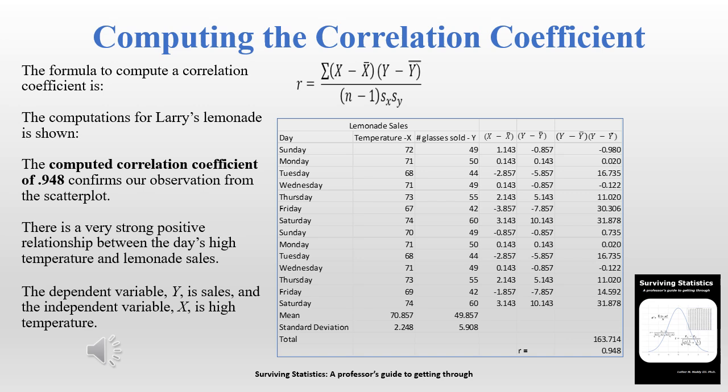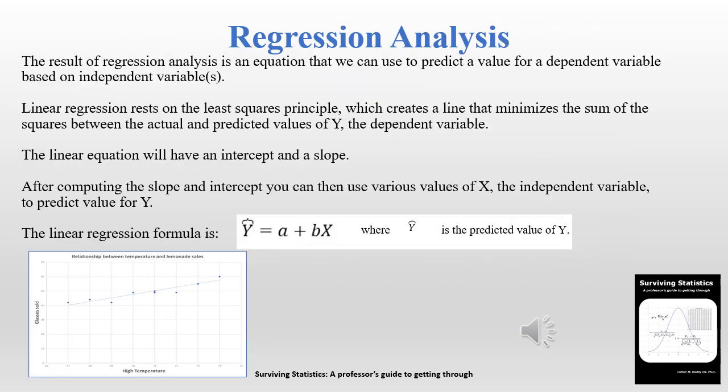After we've done the calculations of X minus X bar and summed them up, and we've got the standard deviations, we end up with a computed R of 0.948. That indicates a very strong correlation between the high temperature and the number of glasses of lemonade that we've sold. The correlation coefficient that we just computed, 0.948, shows us that there is a very strong positive relationship between the high temperature and the number of glasses of lemonade sold.